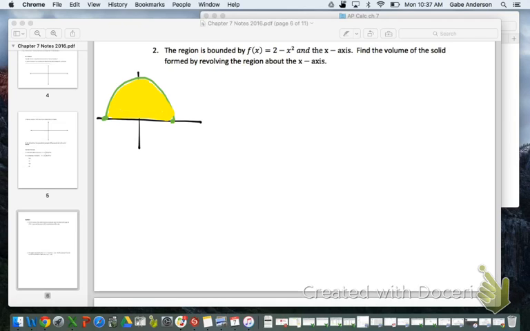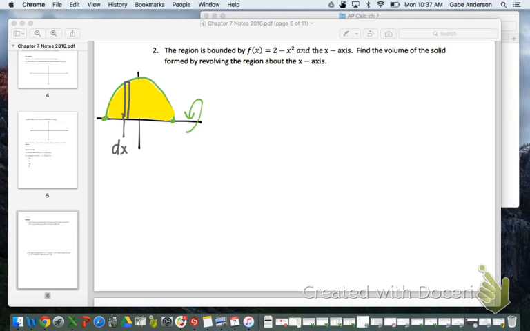There we go. So that is my region that I'm revolving, and I'm revolving that around the x-axis. So like before, let's remember that using the disk method, or later on the washer method, the representative rectangle needs to be perpendicular to the axis of rotation. So here is my representative rectangle.